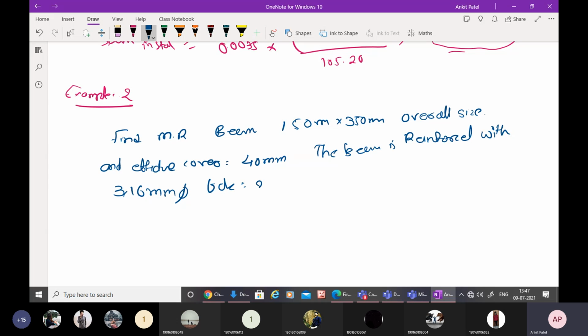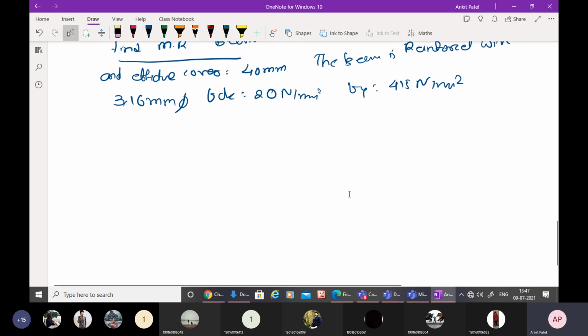Take fck equals 20 Newton per mm square and fy, the grade of steel, is 415 Newton per mm square. Let's determine. First of all, we have to determine the moment of resistance. So again, we have to find the value of Xu and Xu max. First of all, the given data is like this.